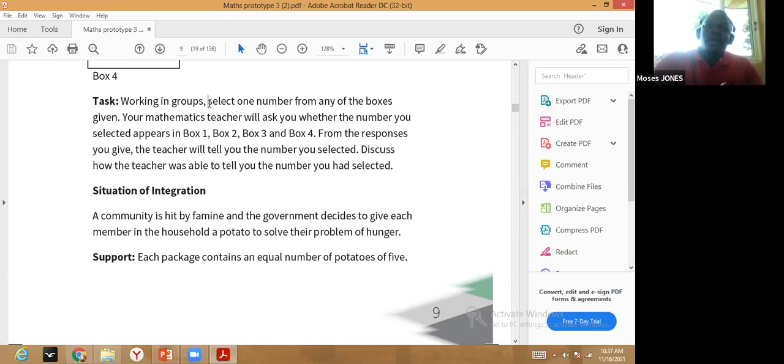Working in groups. By the way, let me also bring this one before we look at it at a later stage, that this syllabus does not teach you to work on your own. Don't go and cover yourself and calculate your numbers alone and bring to the teacher to mark. No. Try as much as you can to do the work in groups. I tell my learners that with mathematics, once you share with your friends, with the people around you, you are going to be a champion.